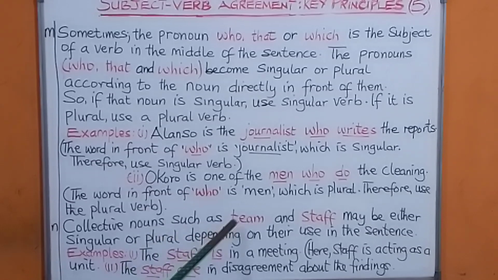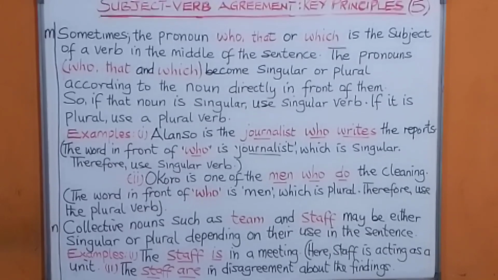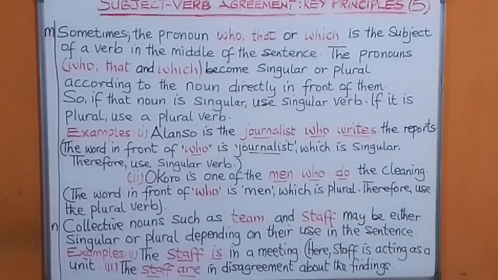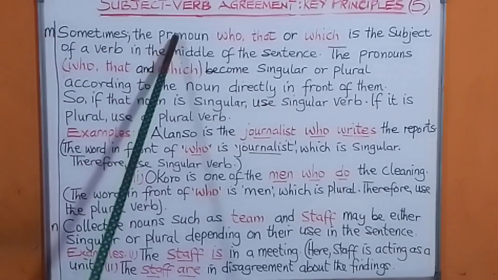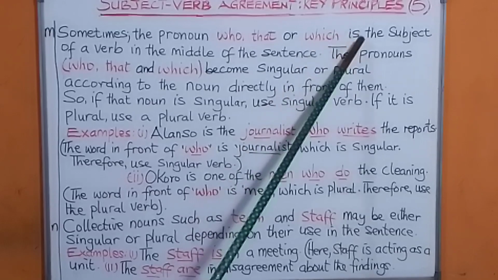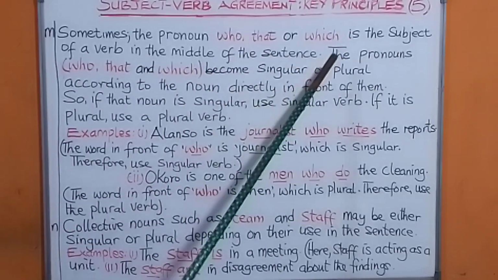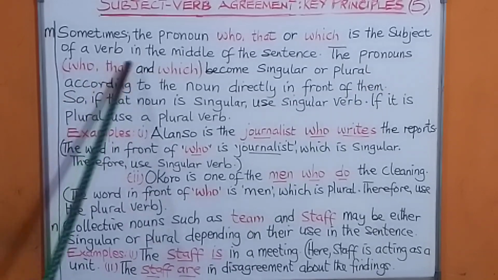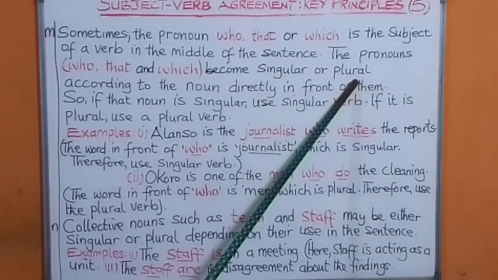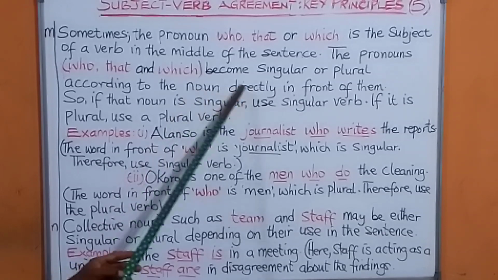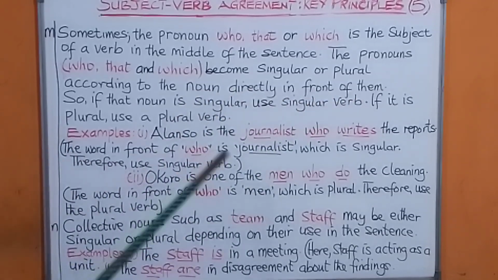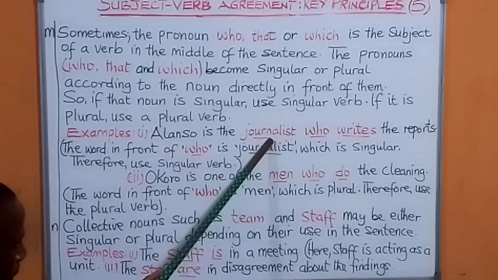So we say collective nouns such as staff or team may be either singular or plural, depending on their use in the sentence. So let's go to that again. We say rule M. Sometimes the pronoun who, that, or which is the subject of a verb in the middle of the sentence. If that is the case, the pronouns become singular or plural according to the noun directly in front of it.